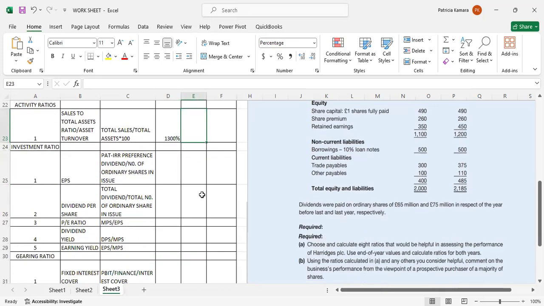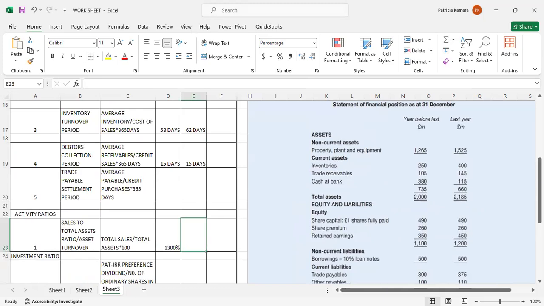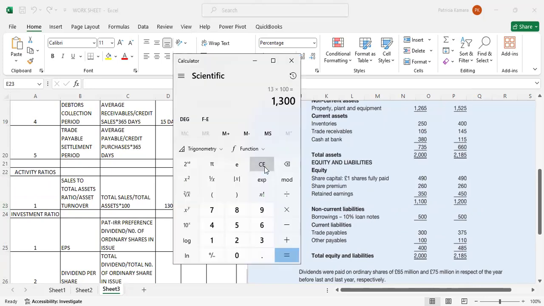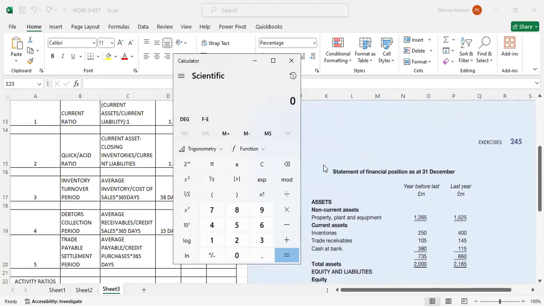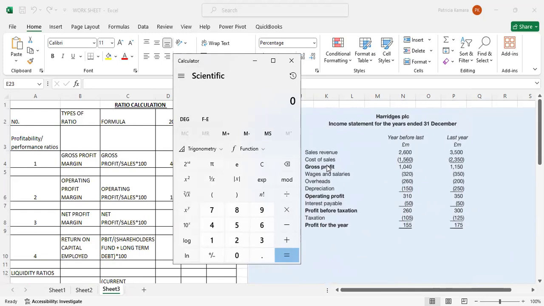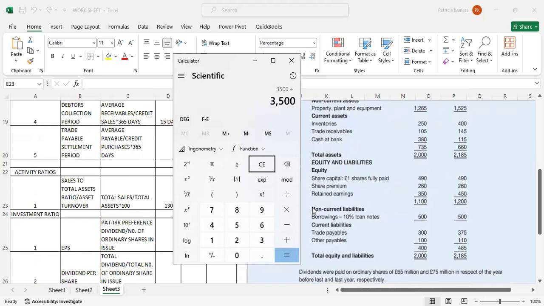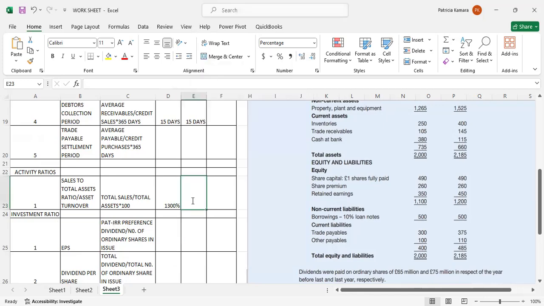So we do the same for the current year. The total sales figure given to us is 3,500 divided by total assets, which here is 2,185, times 100. So this gives 160%.